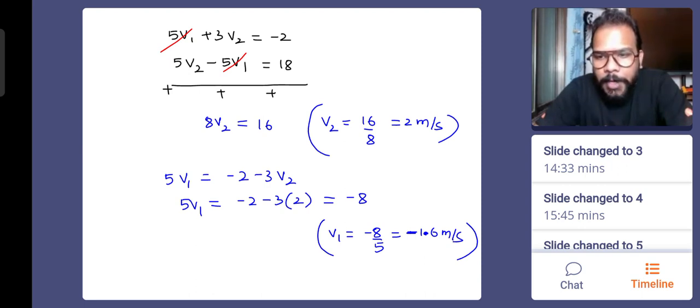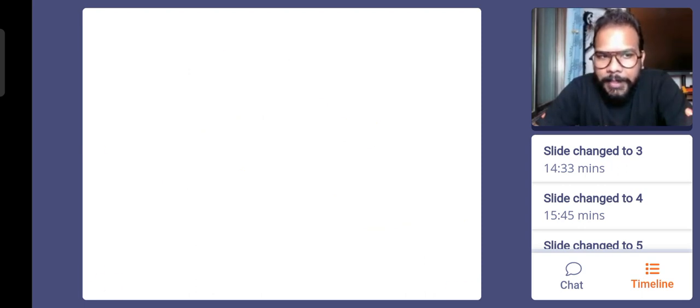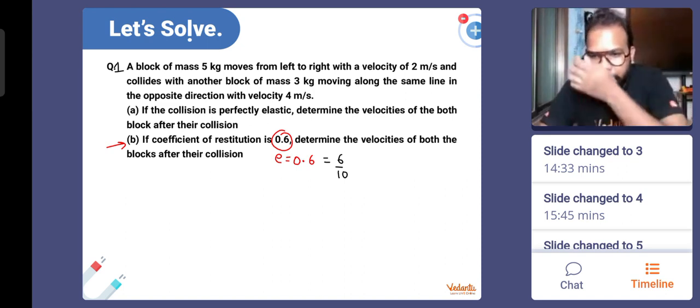Nihal Tapsi, you can't use that equation here in part 2. In the second question, you cannot use that equation. What are you suggesting?